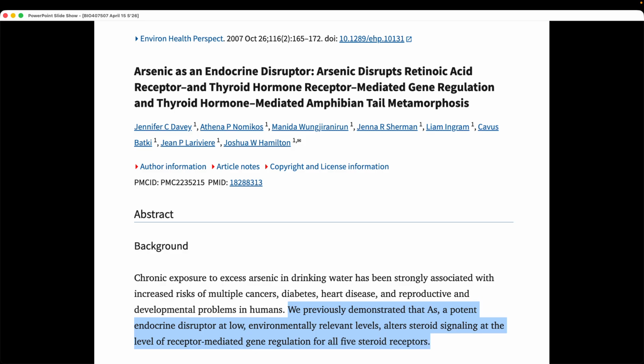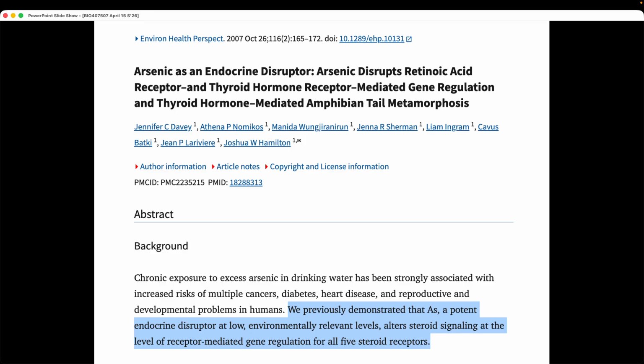This thyroid hormone receptor and retinoic acid receptor, those are not steroid hormones. Their receptors are members of the nuclear receptor superfamily, but different classes. And so what these people are really driving at is, they probably started out finding that original thing of, oh, it looks like arsenic could cause trouble for the estrogen receptor, because people really study the estrogen receptor a lot.